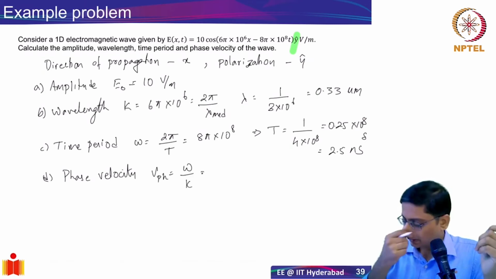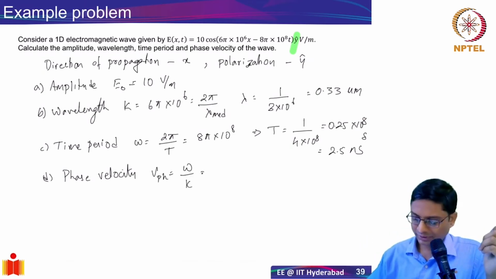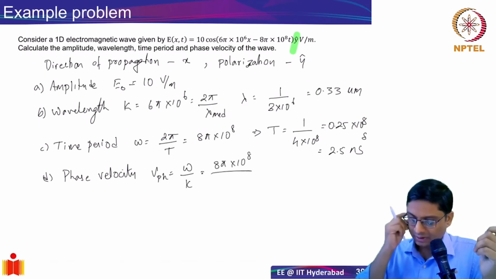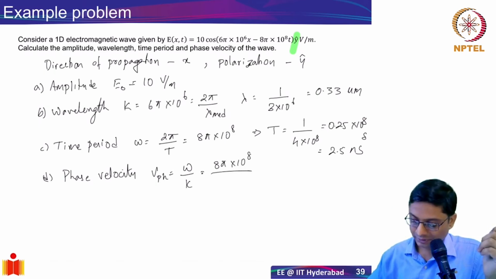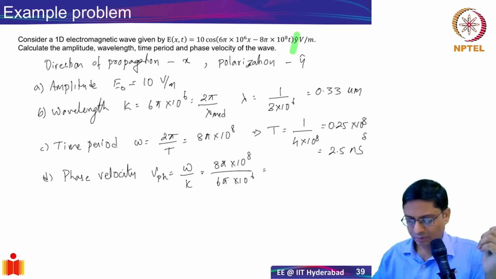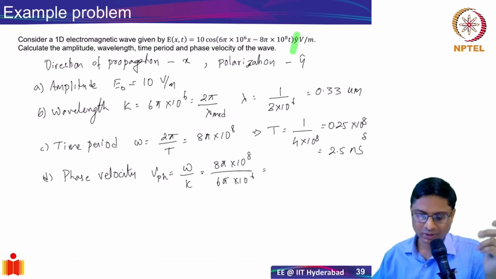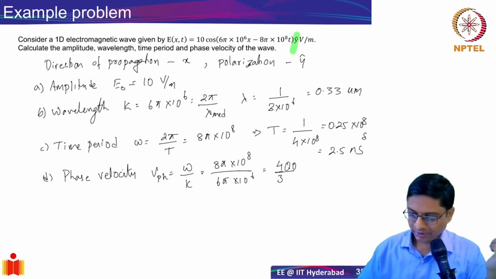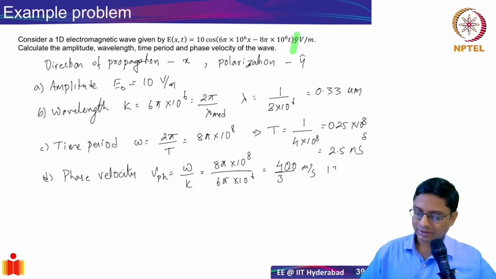In this case, my omega is 8 pi into 10 power 8 divided by the k, which is 6 pi into 10 power 6. So that turns out to be 2 into 10 power, 200, right? Am I right? Oh, no, not 200. This is 4 by 3 into 100. So 400 by 3. All right. Meters per second. So 133 meters per second.